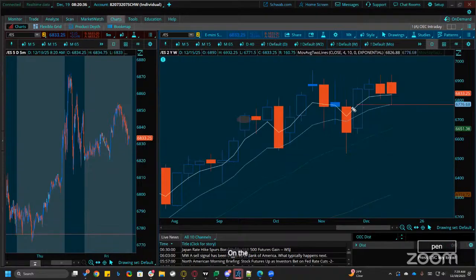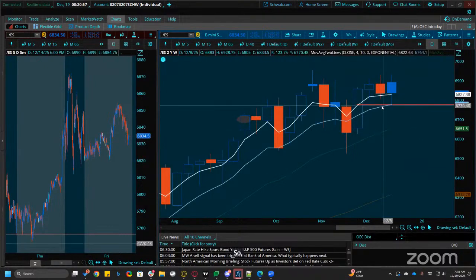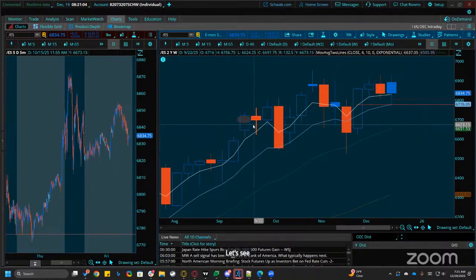On the weekly, if we're using TRB, then we're building out that megaphone pattern. Not TRB, the OCR. OCR is a type of technical analysis that runs candle by candle instead of the more legacy systems. So with OCR analysis, we'd be looking at that as a megaphone pattern. Let's see how the week closes and what we end up with.